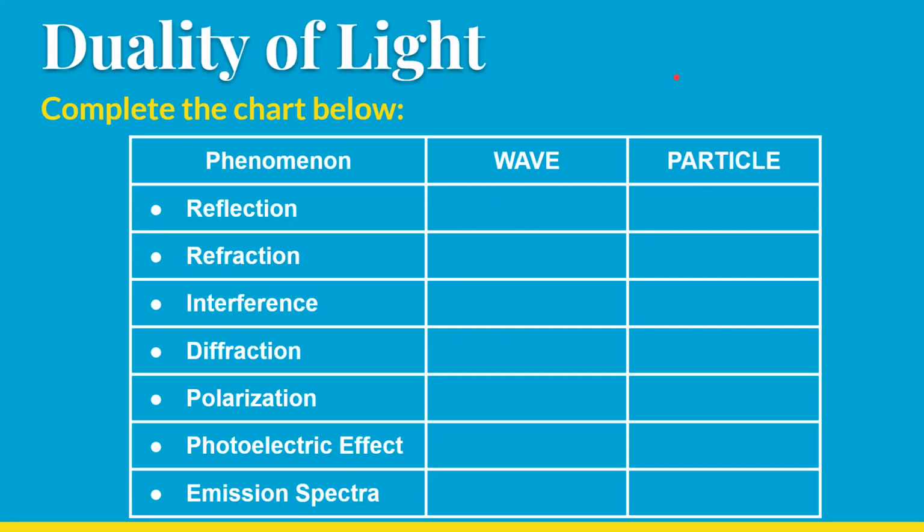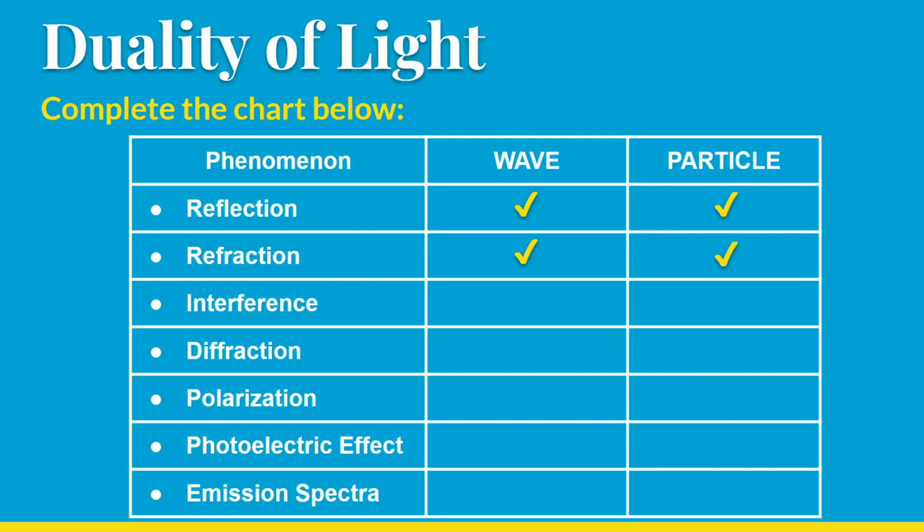All right, so to summarize, you might want to draw this chart on your paper, but we've talked about a lot of behaviors that waves have and that particles have. So reflection is something that you would see with both. A wave can bounce off of a wall, so could a particle. If I throw a ball at a wall, it will bounce back. We have reflection. Okay, refraction, again, both can do that.